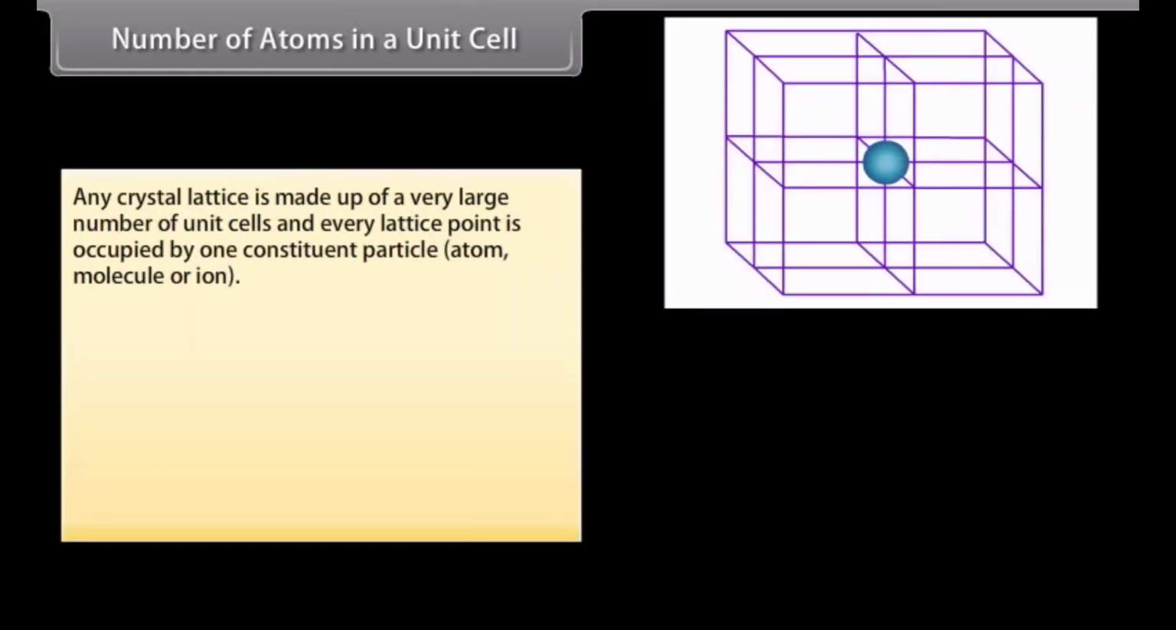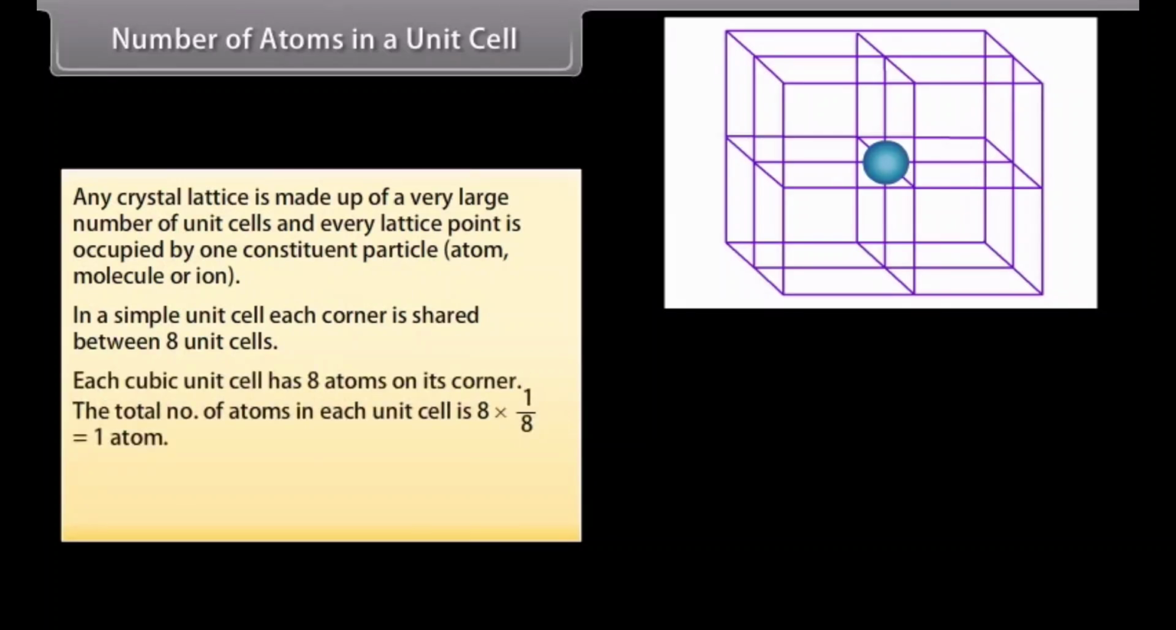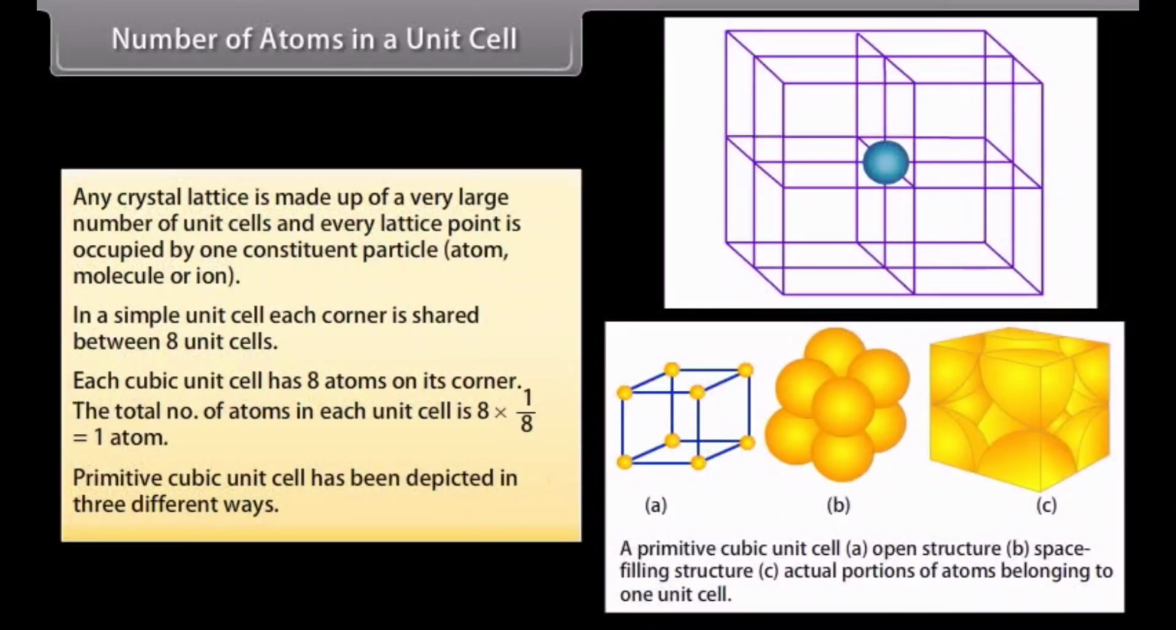Any crystal lattice is made up of a very large number of unit cells, and every lattice point is occupied by one constituent particle: atom, molecule, or ion. In a simple unit cell, each corner is shared between 8 unit cells. Each cubic unit cell has 8 atoms on its corner. The total number of atoms in each unit cell is 8 into 1 upon 8, which is equal to 1 atom. Primitive cubic unit cell has been depicted in 3 different ways.